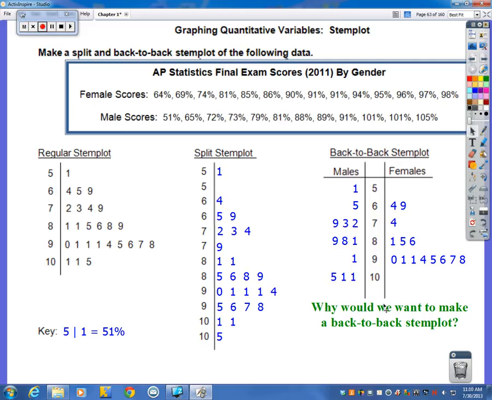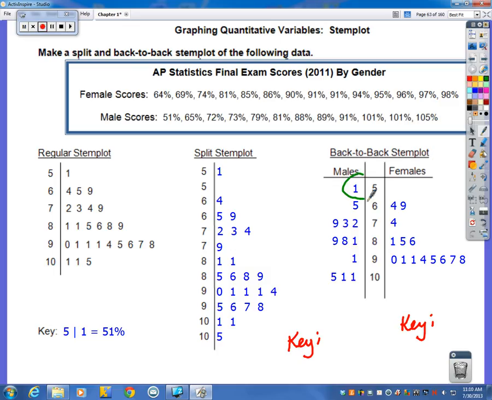Now, one more thing that's missing here is our key. And with a back-to-back stem plot, this is what's going to be important. You're going to need technically two keys. How do I read the left side? How do I read the right side? So over here on the left side, here's our first thing for the males. I'm going to put 1 line 5 because that's what I see, but I read that as 51%. That's telling me I need to read backwards.